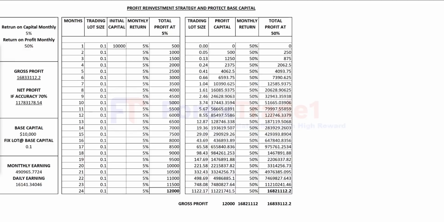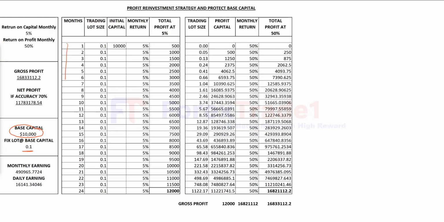Welcome to this profit reinvestment strategy and how to protect your base capital. Here we are going to explain that with a 5% return on your base capital, you can reinvest 50% of your profit return. We started with a base capital of $10,000 and a lot size of 0.1.